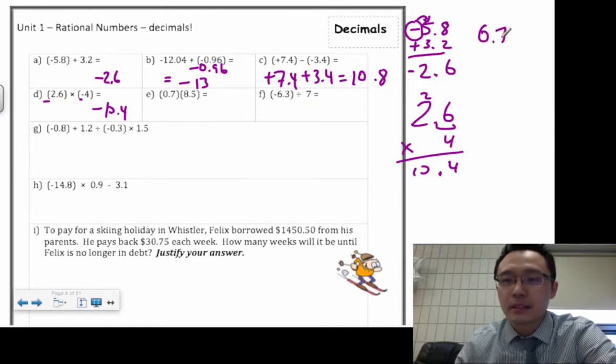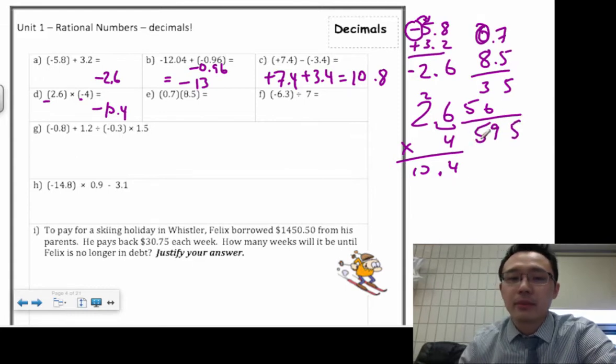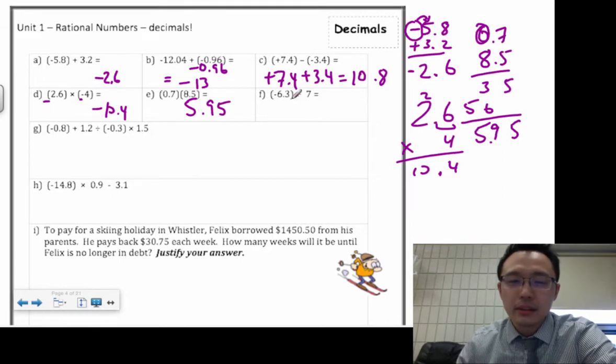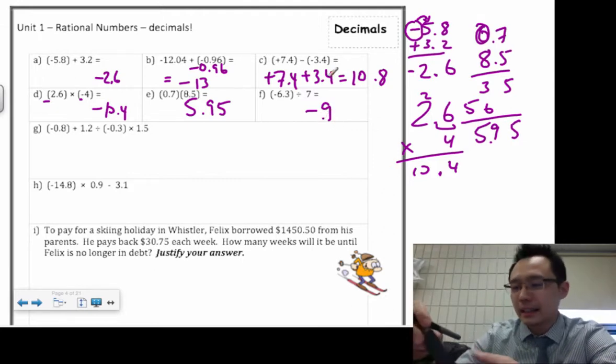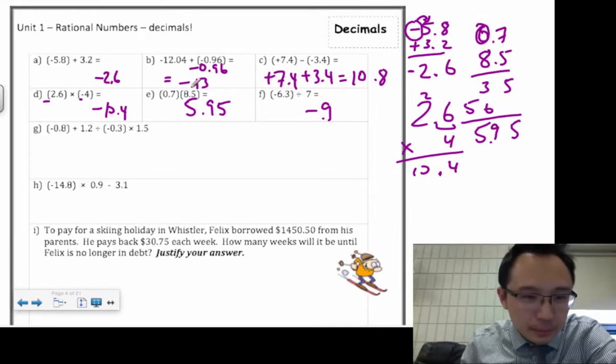0.7, well, that looks like 6.7 times 8.5. 35, 650, 2 decimal 595, 2 decimal places, 5.95. Pretty good. 6.3, this is going to be what? Negative 9, maybe? No, 0.9, I think. This one, I can't do this in my head for some reason. So I'm going to punch this in the calculator. Oh yeah, I actually got it right. 0.9, look at that.